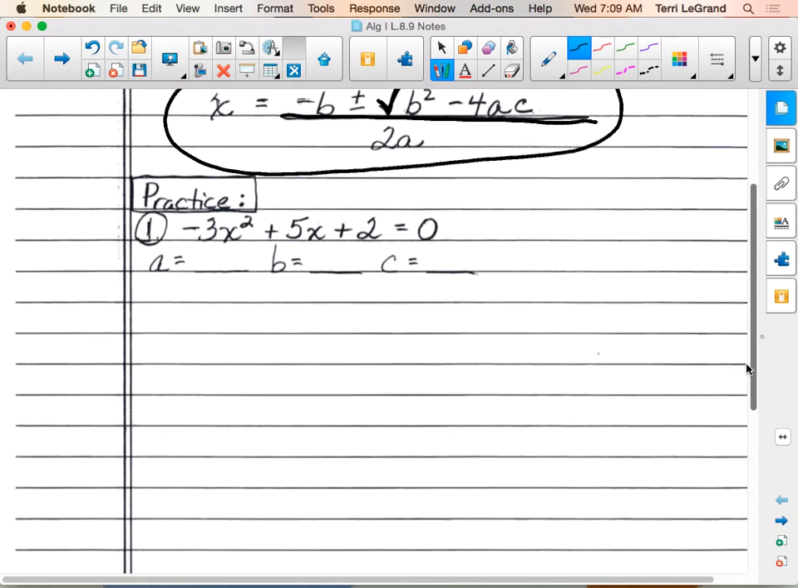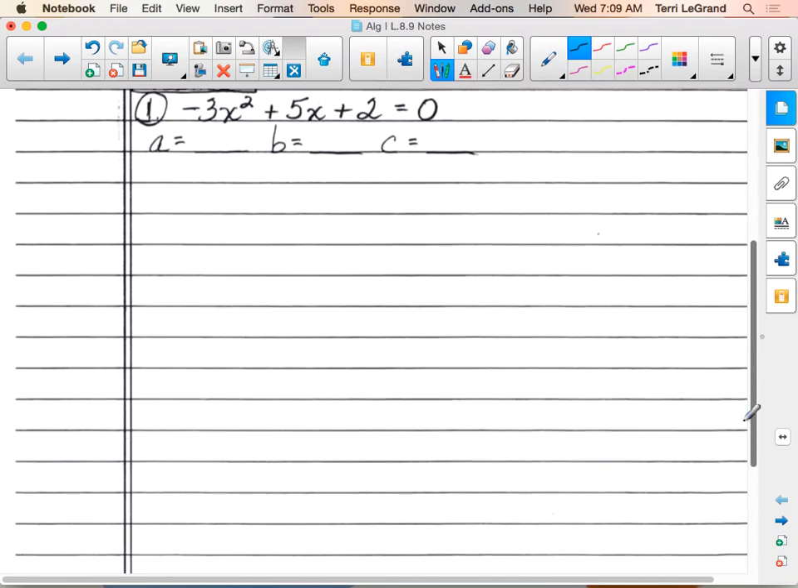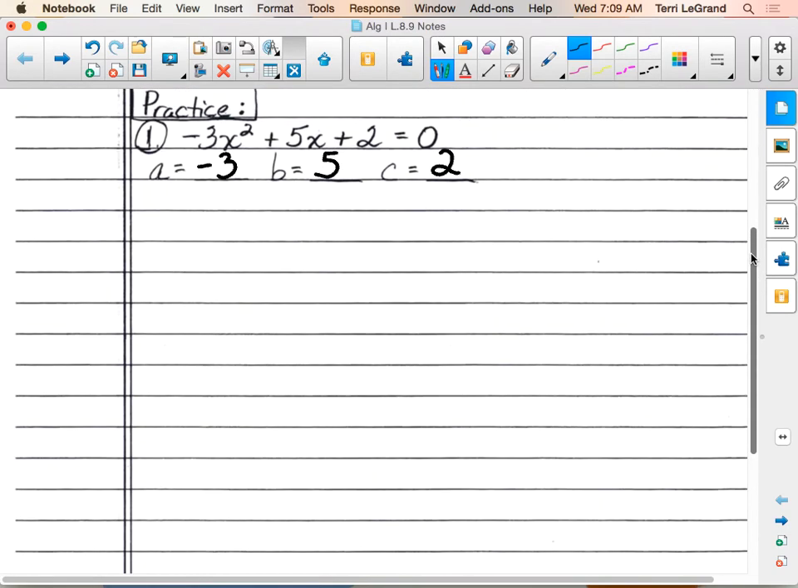Okay, we're going to practice 4 of these today, and then you can go to work on your homework. Again, we want the quadratic equation set equal to 0, just like yesterday. And then we're going to identify a, b, and c. I said we don't really want negative a's, but because this is already set equal to 0 and in standard form, we're going to go with it.